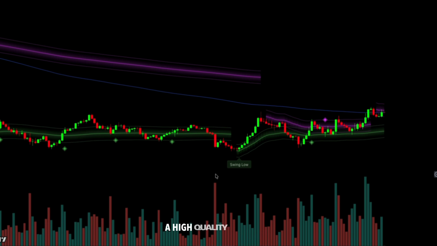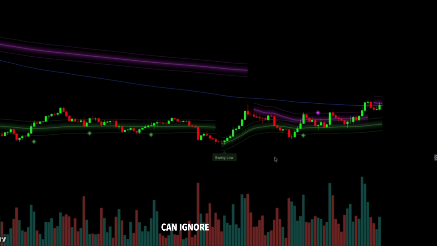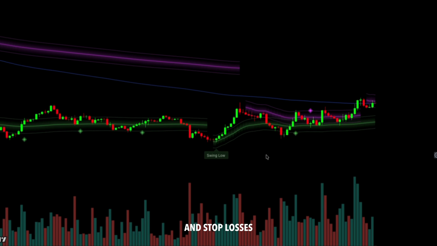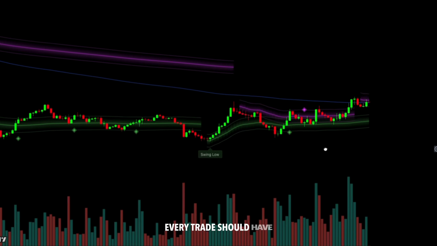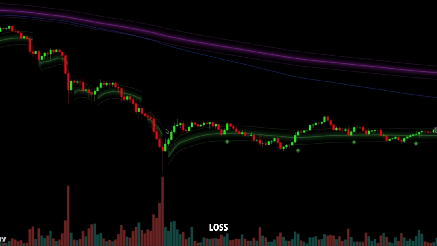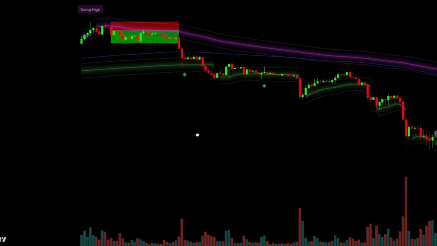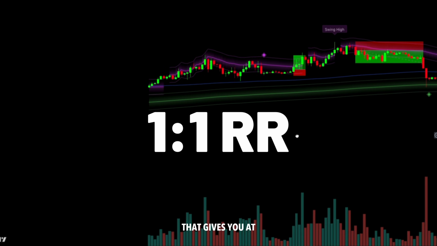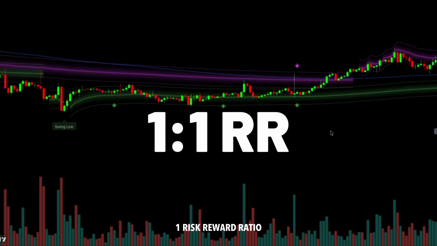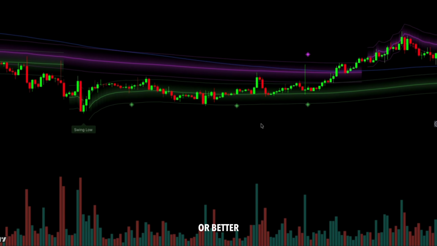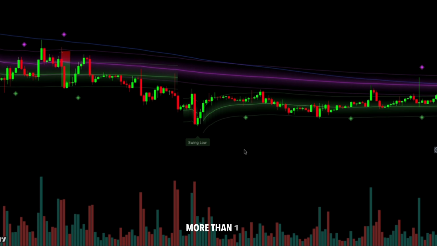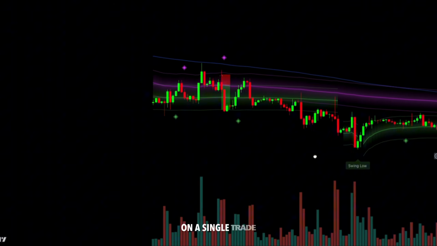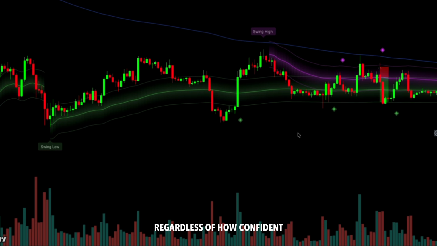Just because you have a high-quality indicator does not mean you can ignore position sizing and stop losses. Every trade should have a clearly defined stop loss just beyond the swing point. Every trade should have a target that gives you at least a 1-to-1 risk-reward ratio, ideally 2-to-1 or better. Never risk more than 1 to 2% of your account on a single trade, regardless of how confident you feel.